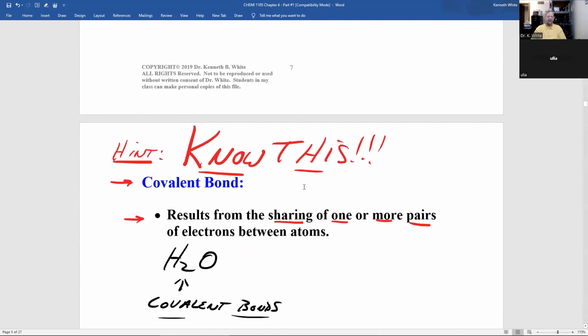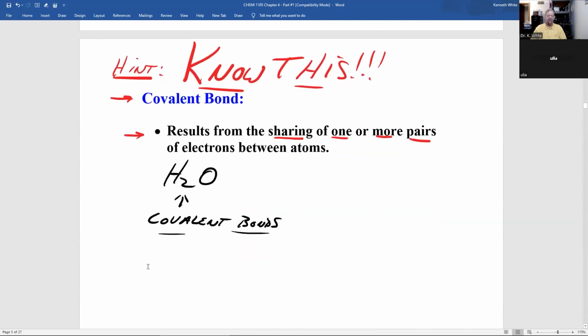Now, the other type of chemical bond is the covalent bond, and this you should also know too. And this results not from transfer, but from sharing one or more pairs of electrons between atoms. An example of that is water, H2O. The hydrogens and oxygen are held together by sharing one or more pairs of electrons between those atoms.